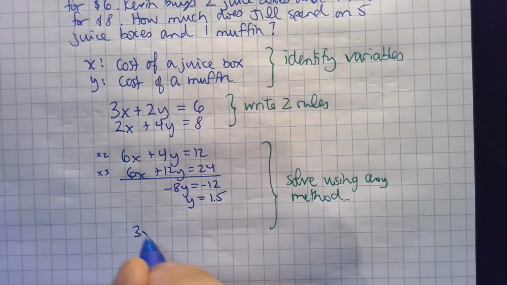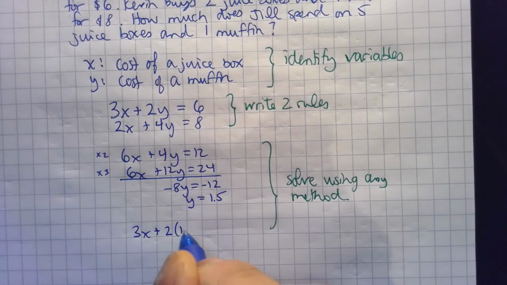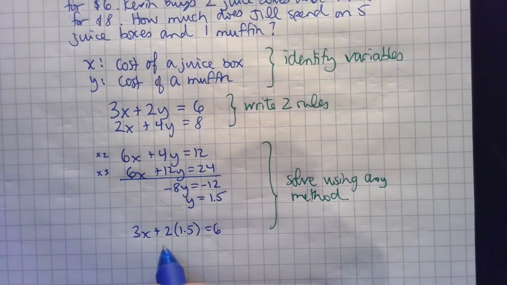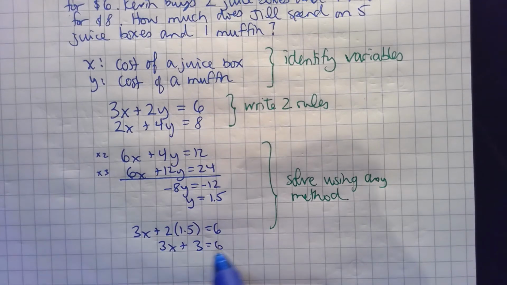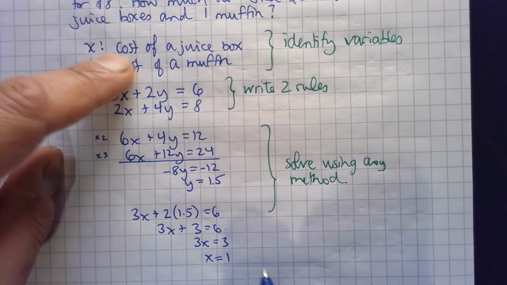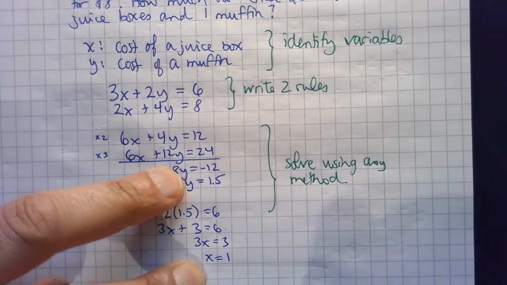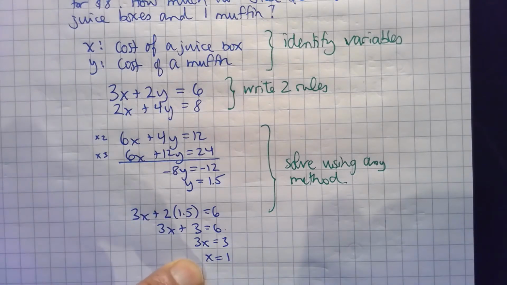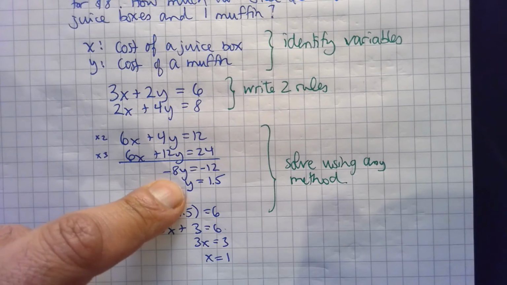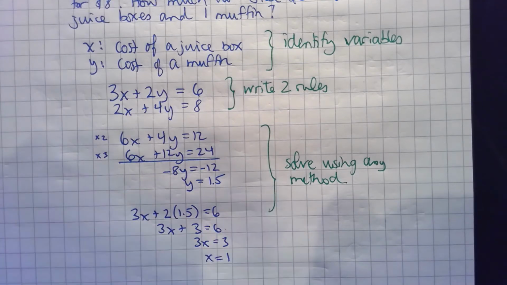So if I put it back into the first rule, my y value of 1.5, and go ahead and solve, I get 3x plus 2 times 1.5 is 3 equals 6. I'll subtract 3 on this side, so I get 3x is equal to 3. Divide both sides by 3, I get x equal to 1. Does that make sense? Could the cost of a juice box be $1? Yeah, absolutely, that makes sense. So I now have my solution. My cost of a juice box is right there, and my cost of a muffin is right there. That's step 3. Solve using any method.